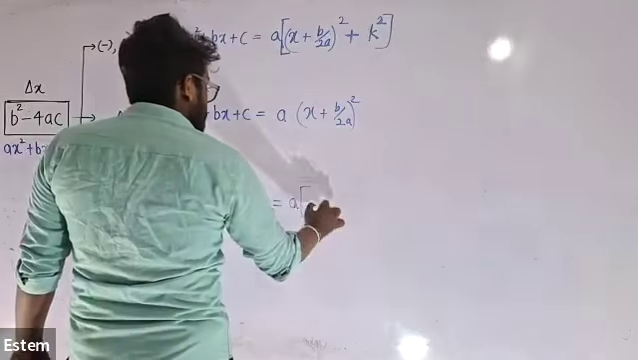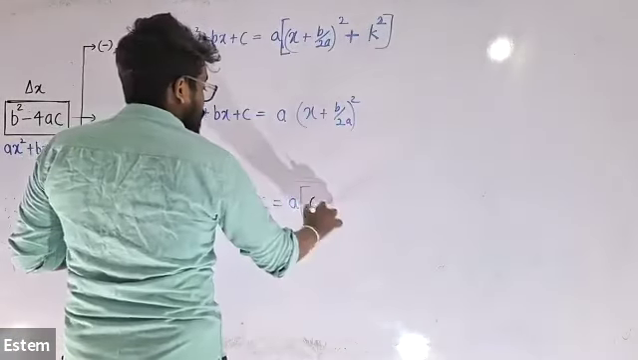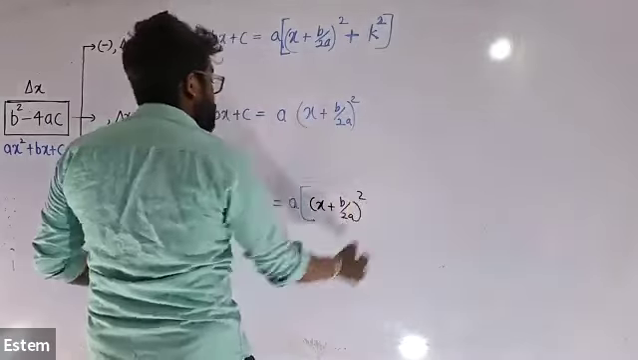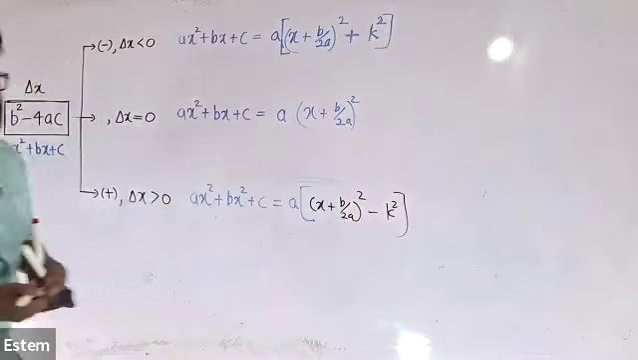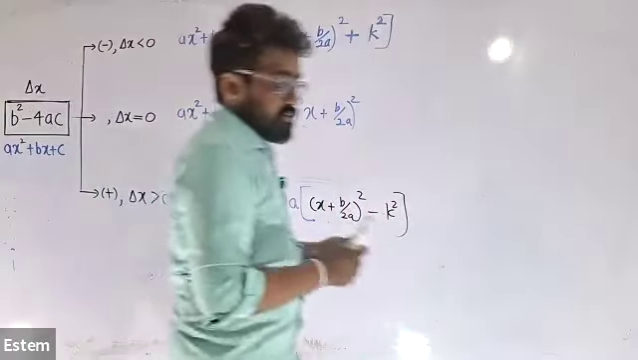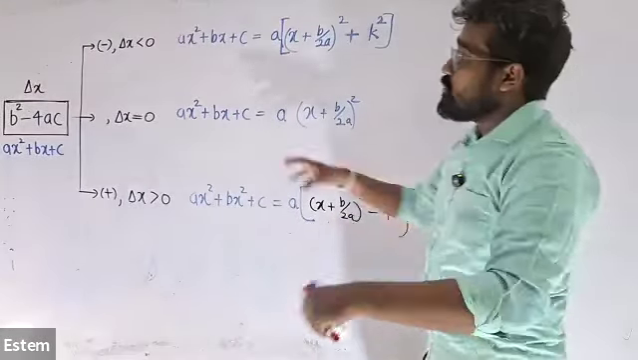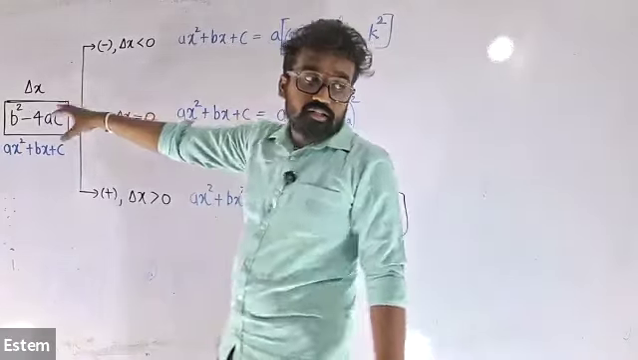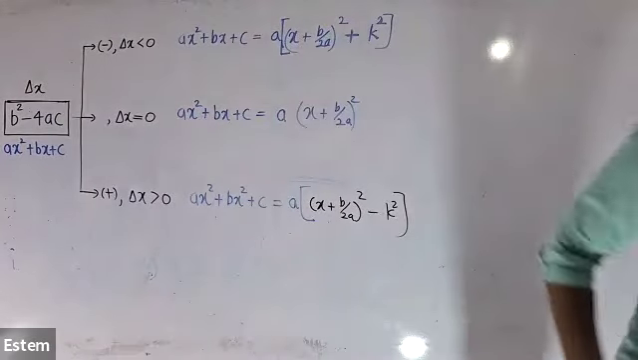Here it is (x plus b over 2a) squared minus k squared. Okay, write this summary. The different ways that we can express the same quadratic function according to the discriminant. Okay, hurry up and write.